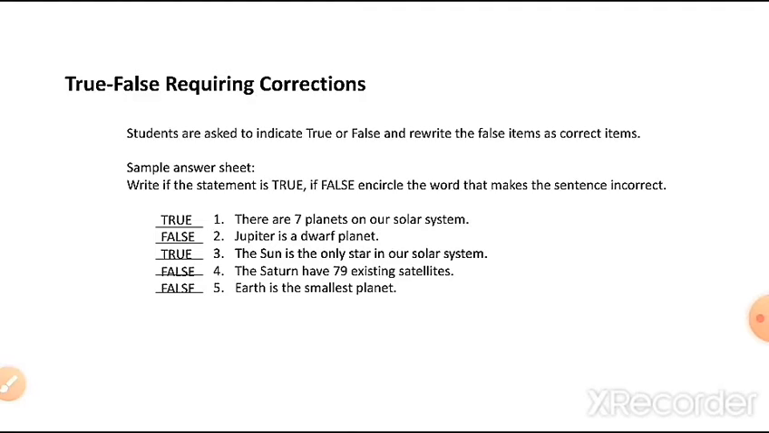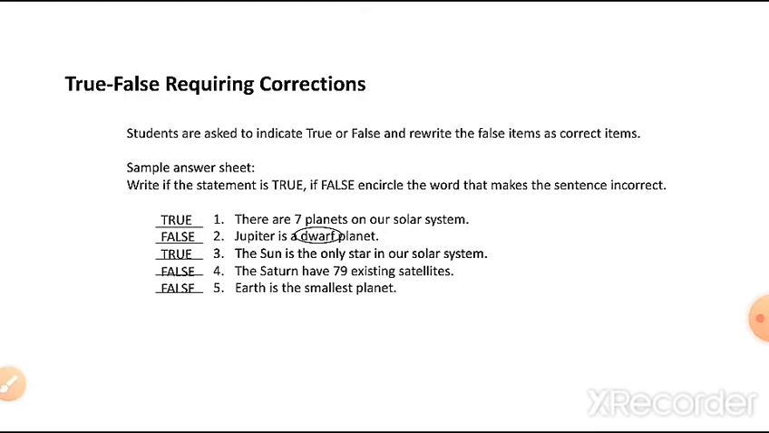So number one, there are 7 planets in our solar system. It is answered true. Number 2, Jupiter is a dwarf planet. Jupiter is not a dwarf planet, so it is false. What makes this sentence incorrect? What do you think the word is that makes this sentence incorrect? If you're thinking about the word dwarf, then you are correct.